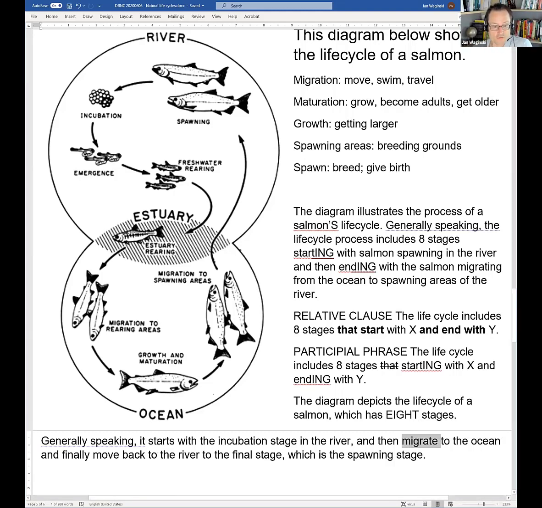Yeah. So the process starts with the incubation stage in the river, and then when you're making a list, you have to have what's called parallel structure, which means all the items in the list need to have the same grammatical construction. And it's always determined by the first item in your list. So if you've got the incubation stage, this is a big noun, right? So you have to have something similar here.